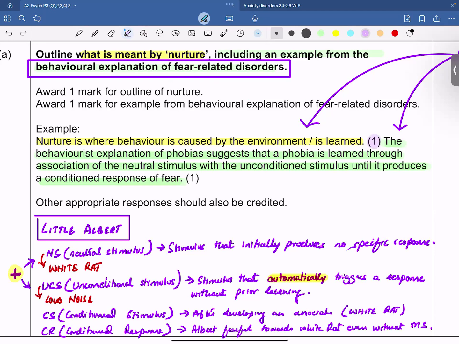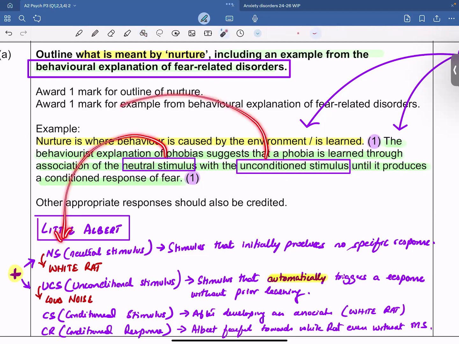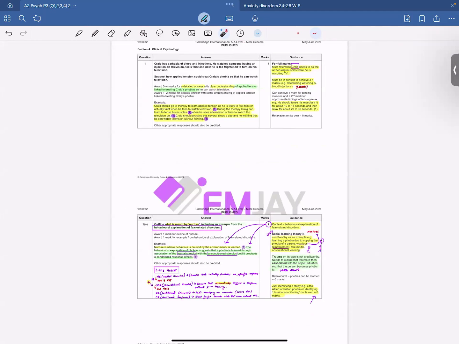The behaviorist explanation of phobia suggests that a phobia is learned through association of the neutral stimulus with the unconditioned stimulus until it produces a conditioned response of fear. This is where you get the second mark. So you need to provide what is required: a neutral stimulus, with an association being developed with the unconditioned stimulus. Just have a look. Isn't this exactly what I'd said over here? Right? Until it produces a conditioned response of fear. This part. Now, this is how you would not miss a single mark.